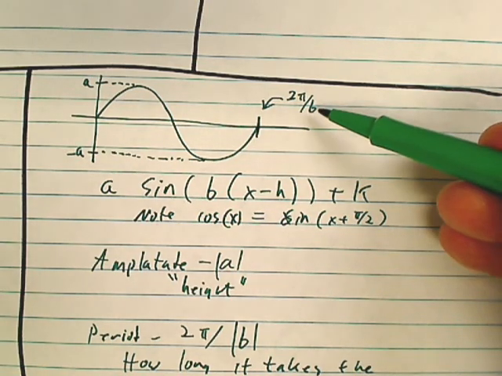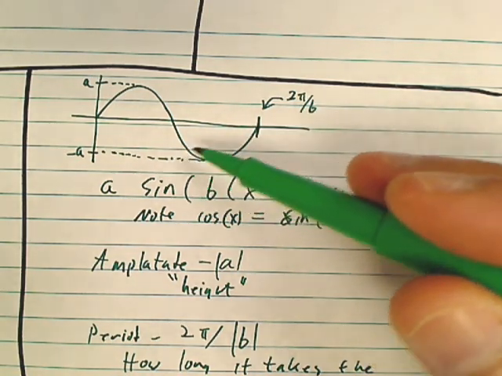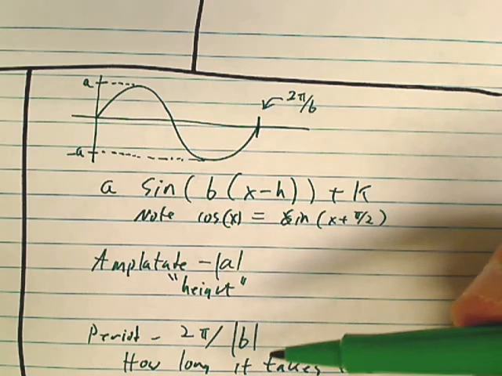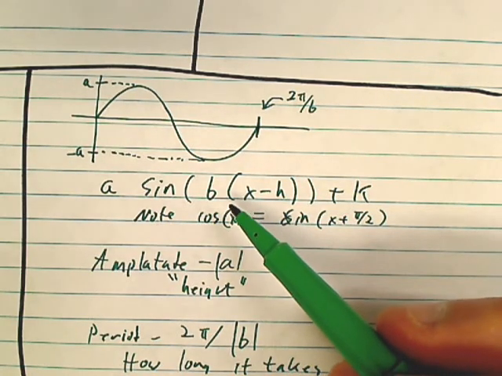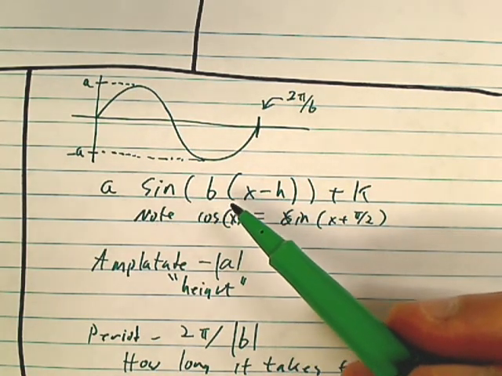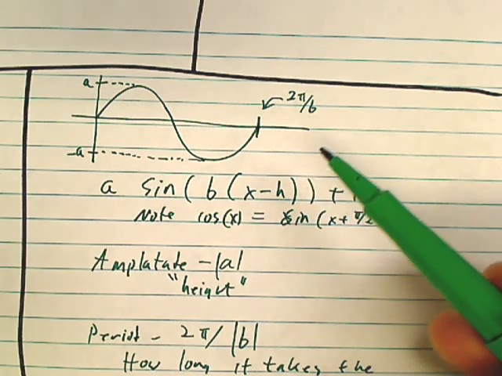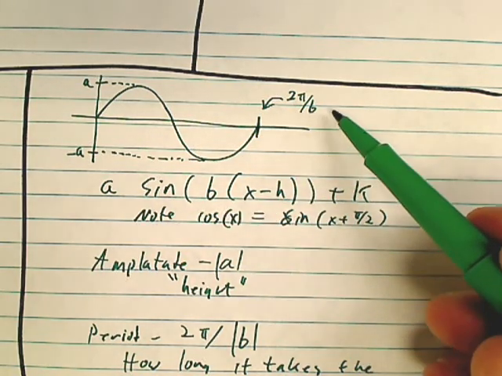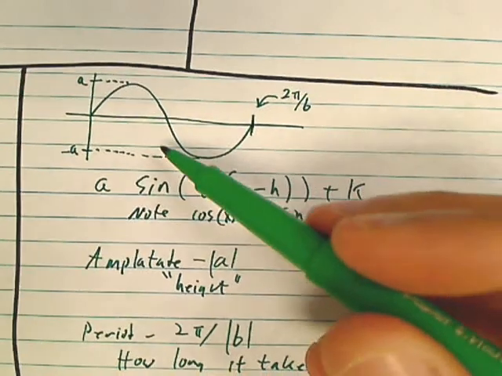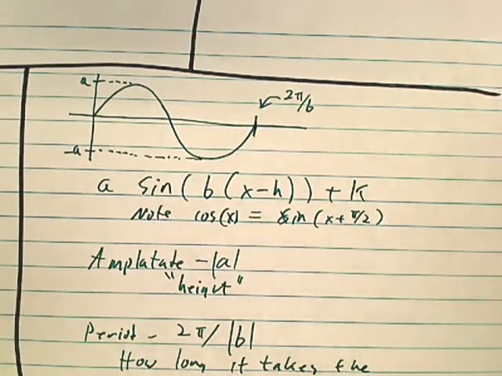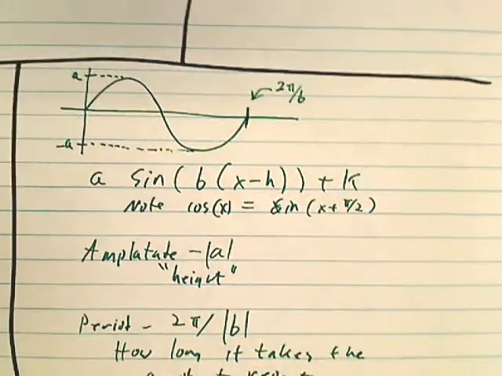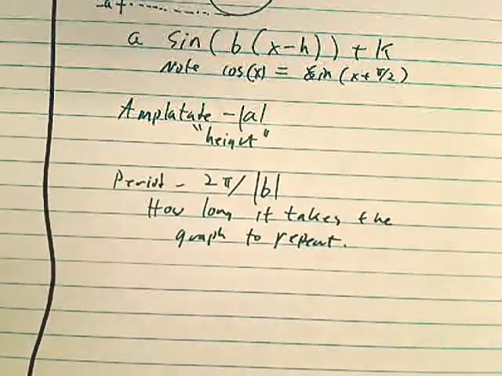If B is 1, then the graph repeats after 2 pi. If there's no coefficient in front of the x, then it will do what we think it will. It'll just repeat after 2 pi, since we put in 1 for B. If we want it to repeat after just pi, put a 2 for B, and then it will repeat every pi. We can horizontally compress the graph to fit our whims.